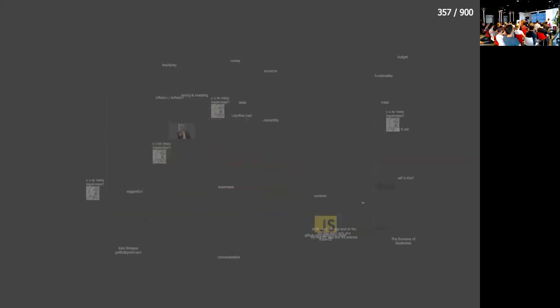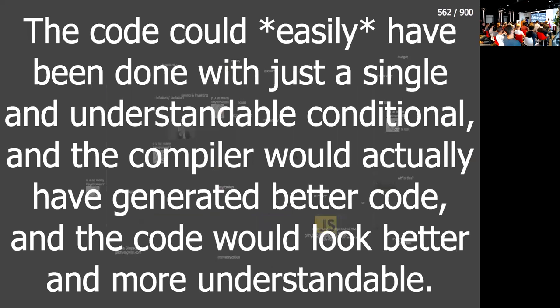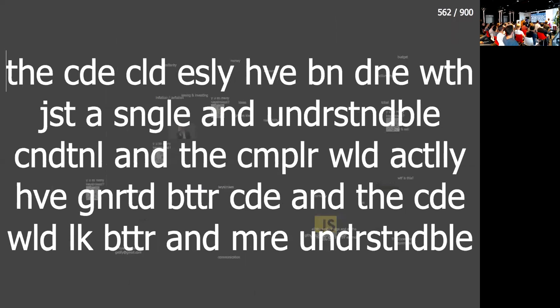And he said this: "The code could easily have been done with just a single and understandable conditional, and the compiler would have generated better code, and the code would look better and more understandable." For somebody who carries himself as rather much of an asshole, that's a very level-headed and moderated statement to make. And I think it deserves deeper thought. Let me suggest to Linus that he would have been more efficient had he written it this way. Would have gotten the point across a lot better.